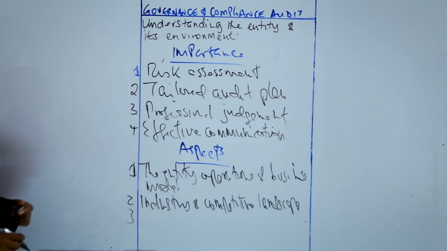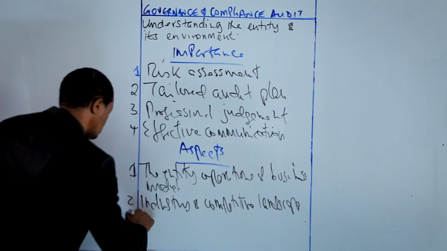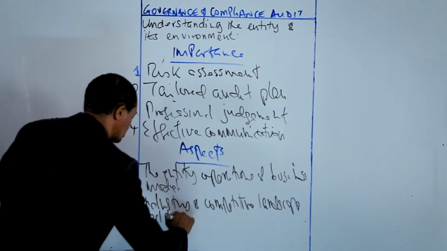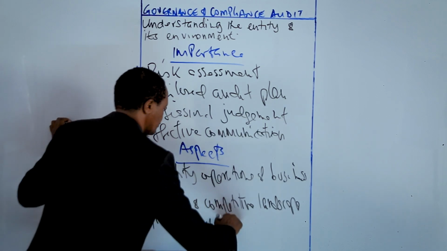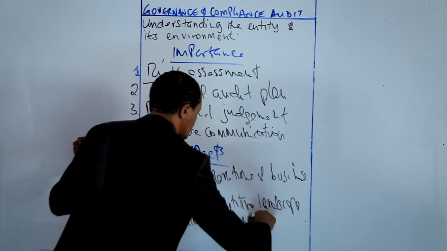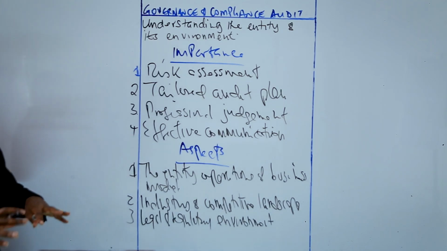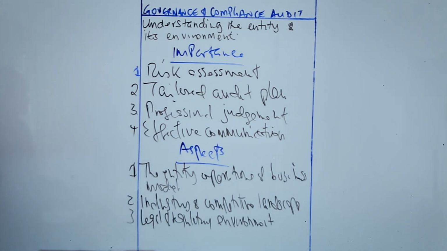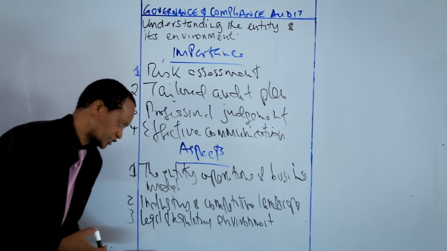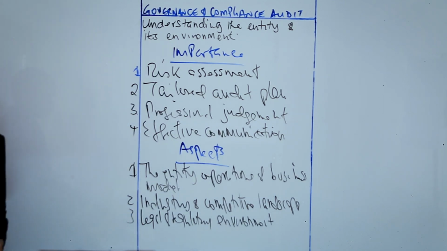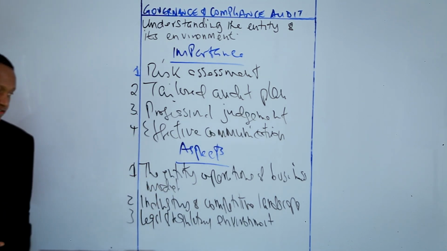The third aspect of understanding the entity is legal and regulatory environment. Look at the legal and regulatory environment in which the organization operates. There is always a legal and regulatory environment, applicable frameworks. What are the specific laws, regulations, and industry standards that govern the entity's operations? Because this is a core element of a compliance audit. You cannot carry out a compliance audit without understanding the legal and regulatory environment.